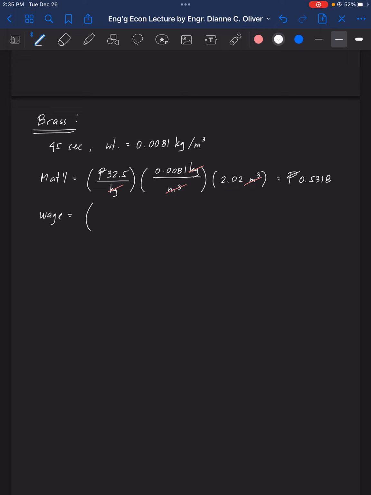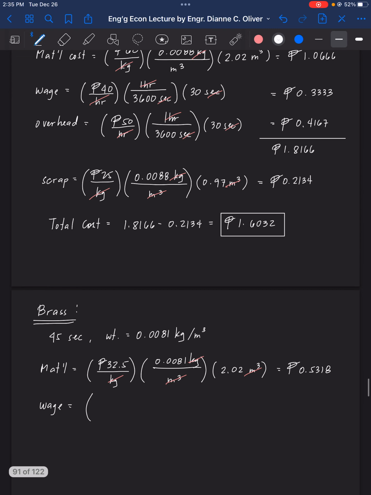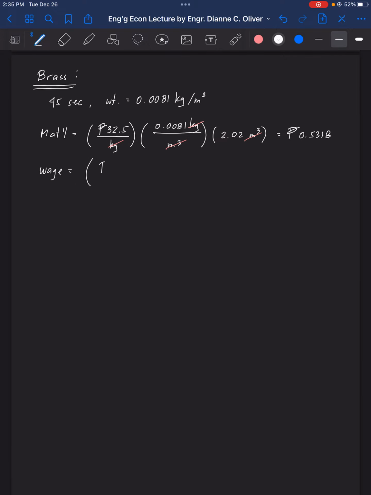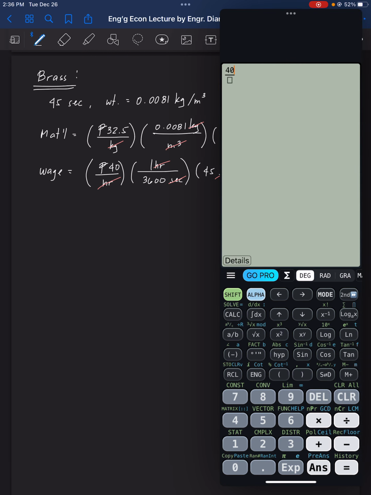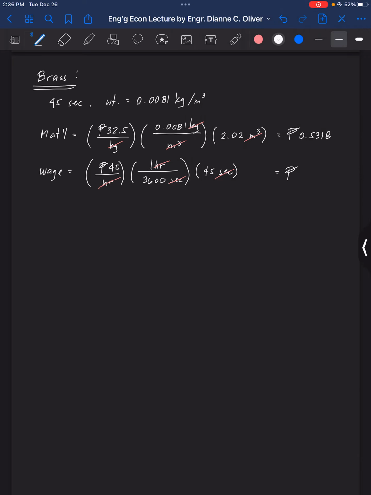Next, let's go to the wage of the operator. The wage of the operator is 40 pesos per hour. So that's 40 per hour. 1 hour is 3,600 seconds. And how many seconds? That is 45 seconds. So that is 40 times 45 divided by 3,600, 0.5.